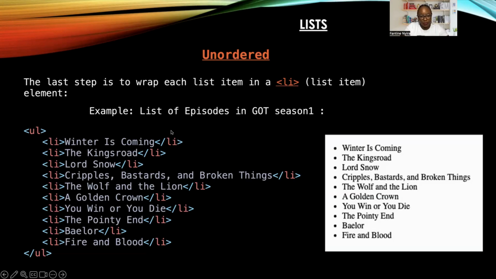This is the syntax of that. Let's take an example of a list of episodes in Game of Thrones season 1. So how do you create an unordered list? You start with this tag, UL, which means unordered list, and then you close the tag. But inside that list, you have to put the list elements. So for every list element, we have the opening tag, li, and then you have to close it. Then you will get bullets for those elements in the list.